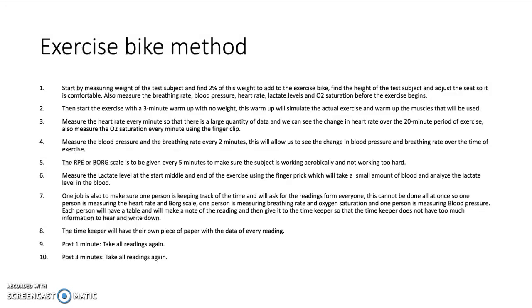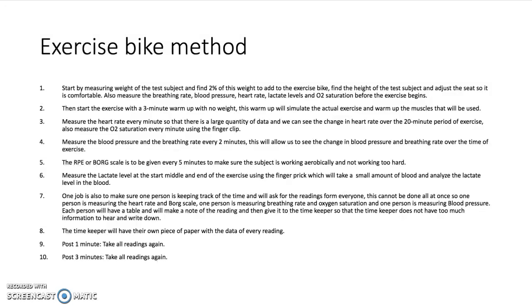The method. Start by measuring the weight of the test subject and find 2% of this weight to add to the exercise bike. Find the height of the test subject and adjust the seat so it is comfortable. Also measure the breathing rate, blood pressure, heart rate, lactate levels and O2 saturation before exercise begins. Then start the exercise with a 3-minute warm-up with no weight. This warm-up simulates the actual exercise and warms up the muscles that will be used.